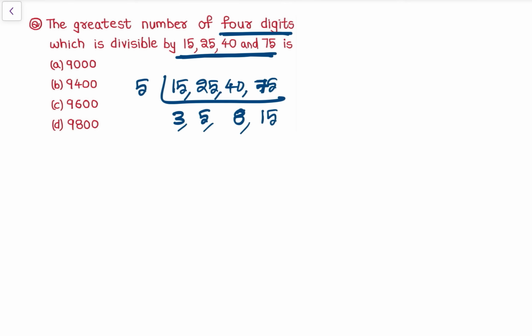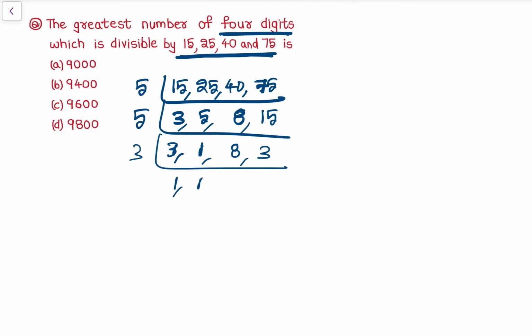Then 3, 1, 8, 1. So this is 5 5s are 25, 25 into 3 is 75, 75 into 8 is 600. So LCM is 600, and all the multiples of 600 will be divisible by all these numbers.